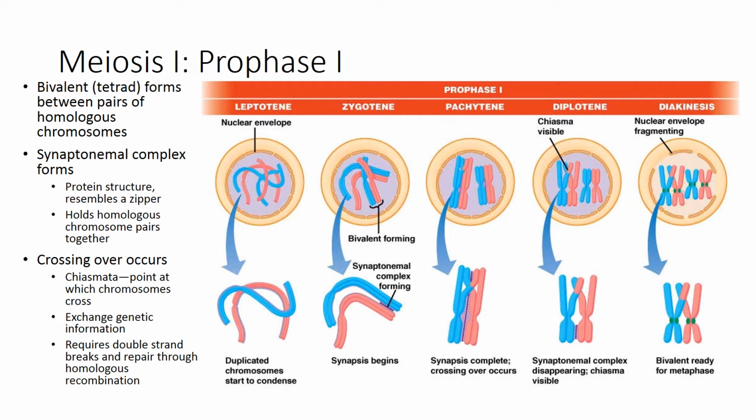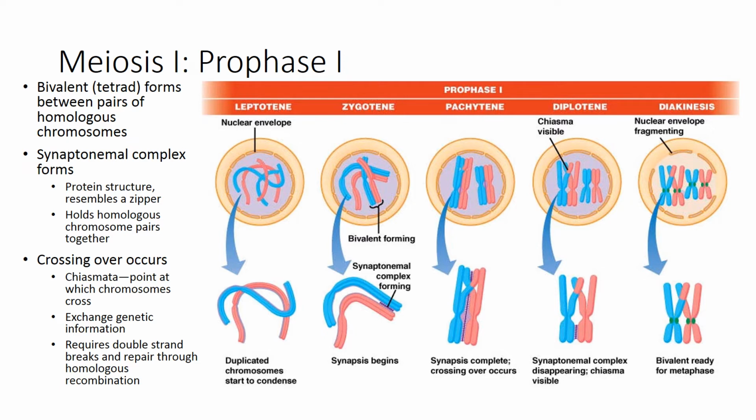It does require double-strand breaks that happen and repairs through homologous recombination. Because they're right side by side, they're doing it on purpose. It's not a break from, you know, radiation or something like that. The repair process is much simpler and is much more high fidelity than what we talked about when we were talking about mutations and those repair processes.